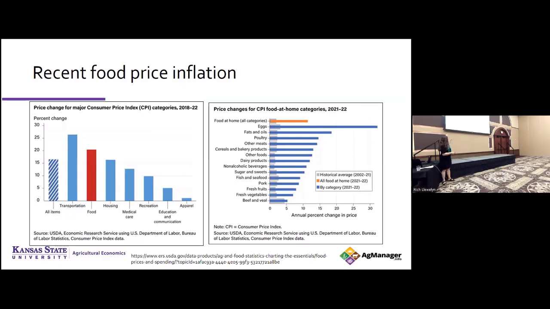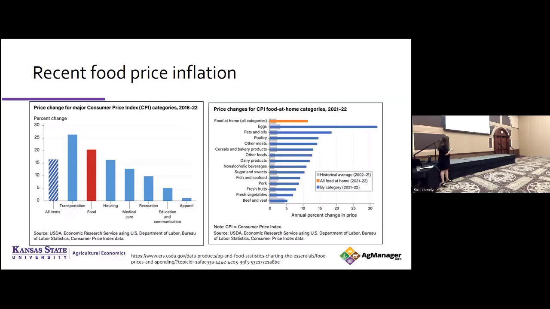All right. What does this look like in recent years? Food inflation. I think a lot of us have seen prices go up at the grocery store in the past few years. So if you look from 2018 to 2022, it's about a 20% increase in food prices.